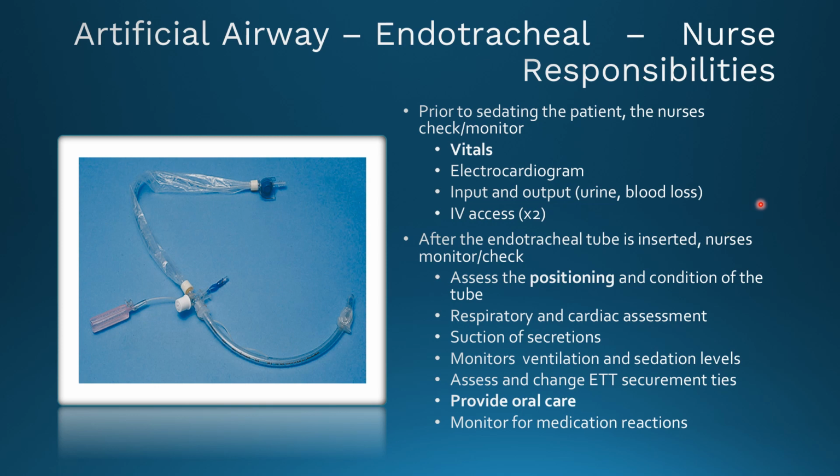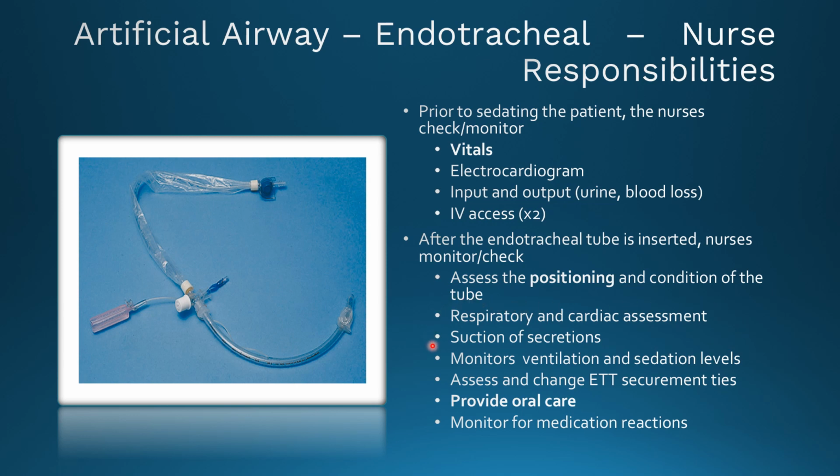So as a nurse, what is our responsibility for a patient who has an endotracheal tube? We need to make sure that the patient is sedated. And while they're sedated, we need to monitor their vitals. We need to monitor their heart rate through an ECG, or electrocardiogram. We need to monitor the patient's input and output. And we need to ensure that patient has IV access. After the endotracheal tube is inserted, we need to assess the positioning and the condition of that tube. We need to do frequent respiratory and cardiac assessments.